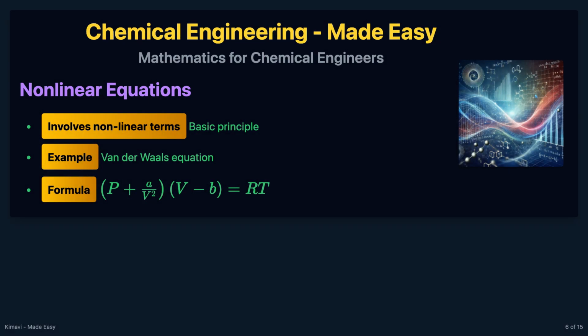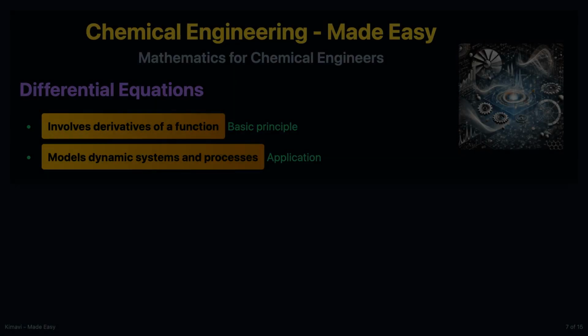Nonlinear equations involve terms that are not linear. For example, the van der Waals equation for real gases is a nonlinear equation given by the formula (P plus a over V squared) times (V minus b) equals RT, where P is the pressure, V is the volume, R is the gas constant, T is the temperature, and a and b are constants specific to the gas.